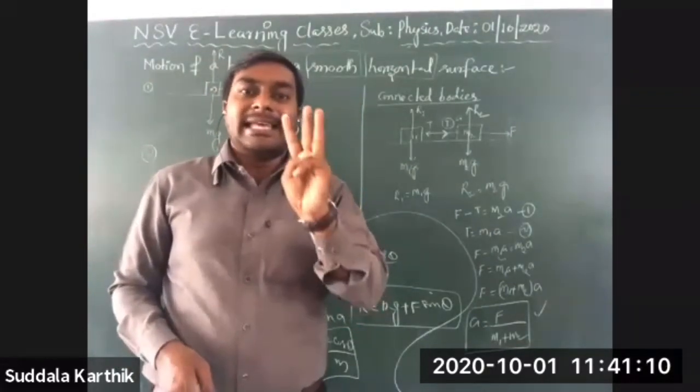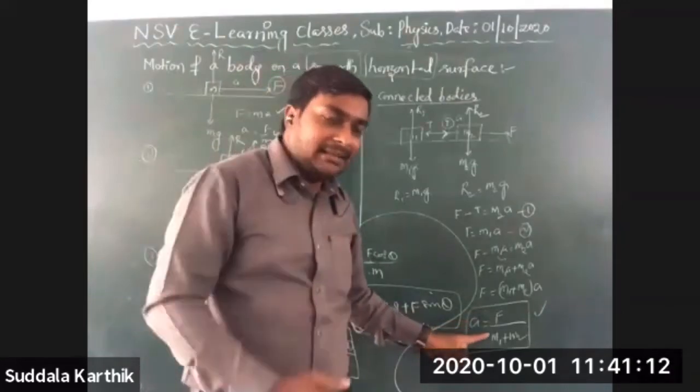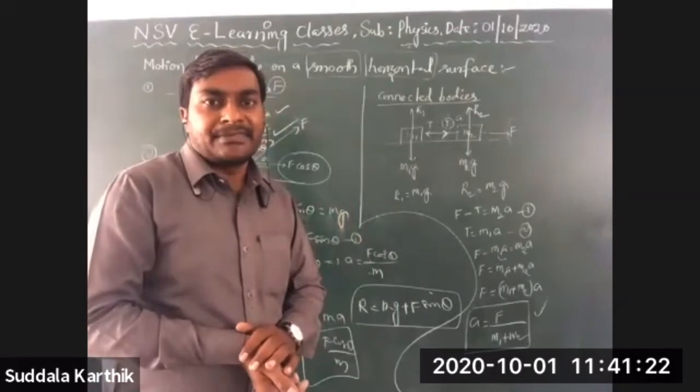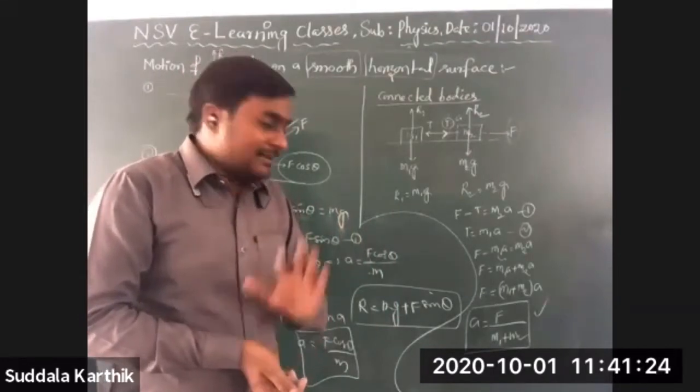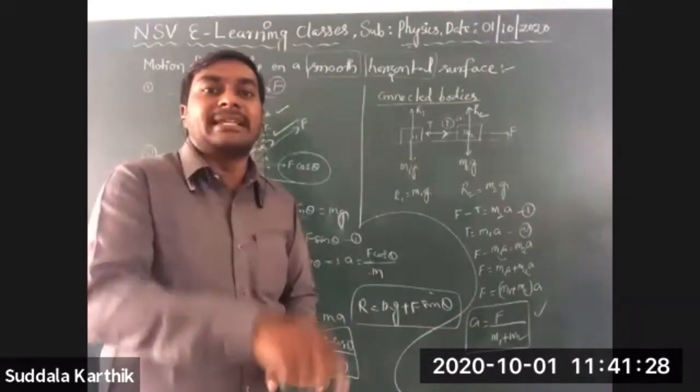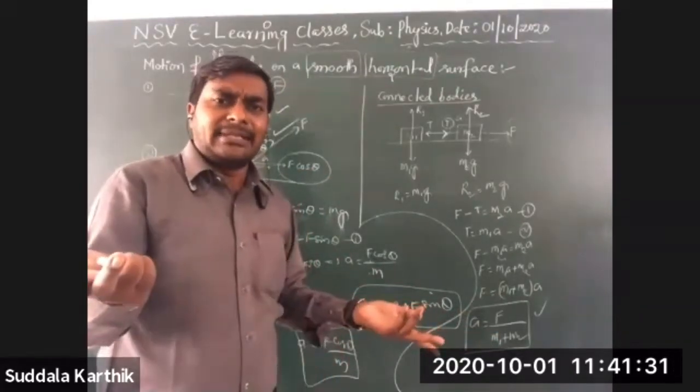What is that? Can anyone say? M A equals F M1 by M1 plus F M2 by M1 plus M2 plus M3. Very good, I am expecting that from you only. A is equal to F by M1 plus M2 plus M3. You will get the common acceleration like that only.